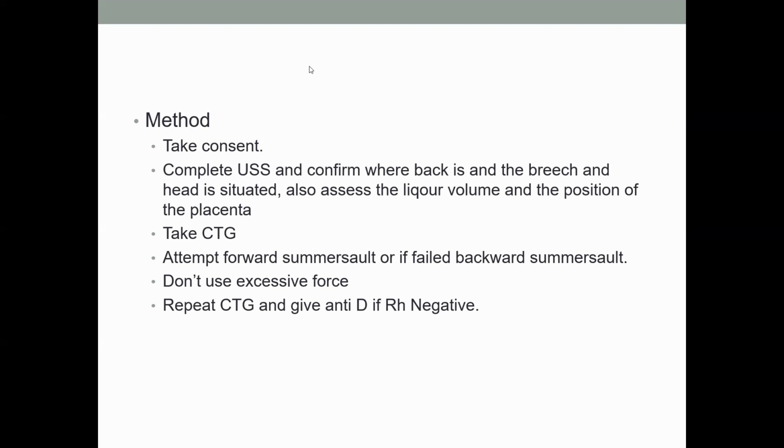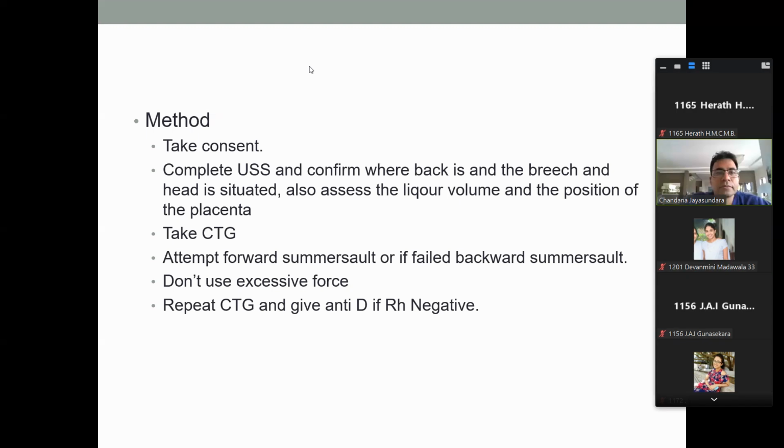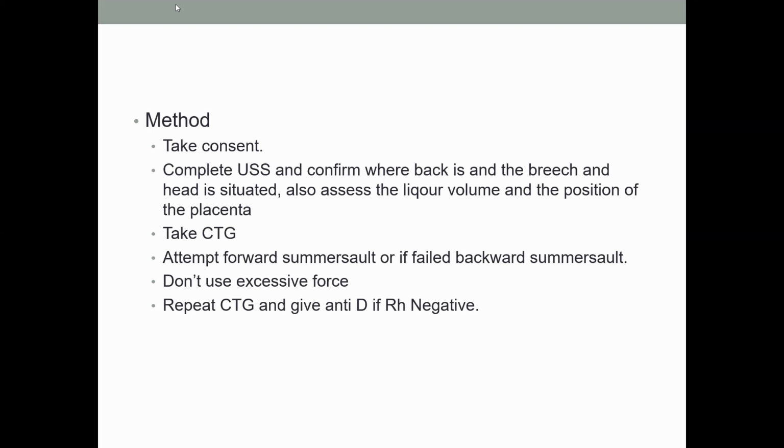Forward somersault is, I'll show you. Right. Forward somersault is if the breech is like this and the head is here and the breech is here, you try to bring the head towards the anterior side like that. Head forward somersault. Backward somersault is like this, backward. So either way, you can do either forward somersault or backward somersault and try to turn the baby.